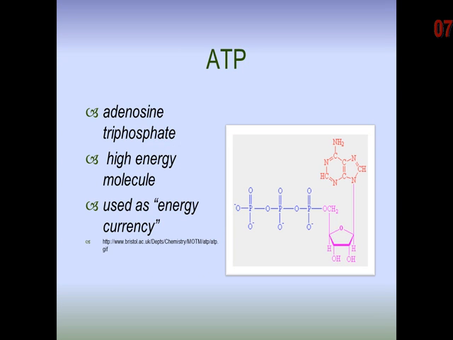Another important protein-based structure is ATP, or adenosine triphosphate. This protein has 3 phosphate groups attached to it, and a great deal of energy is stored in the bonding of the 3rd phosphate group onto the molecule. It is referred to as a high-energy molecule because of the energy stored in the bonds and is used as an energy currency in the body.